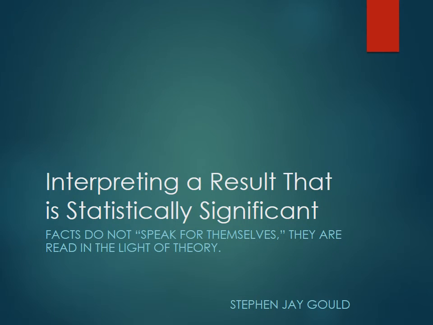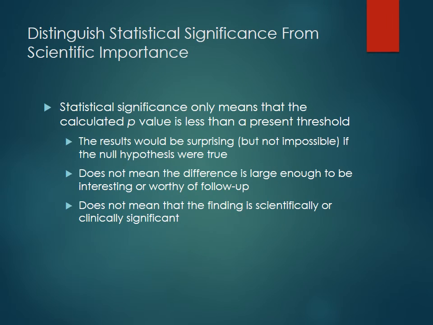Okay, so let's interpret a result that is statistically significant. Let's see what we can pull from that information. Looking at statistical significance only means that the p-value is less than the presented threshold. So whatever our alpha was, if the p-value is less than that, we can say it's statistically significant.